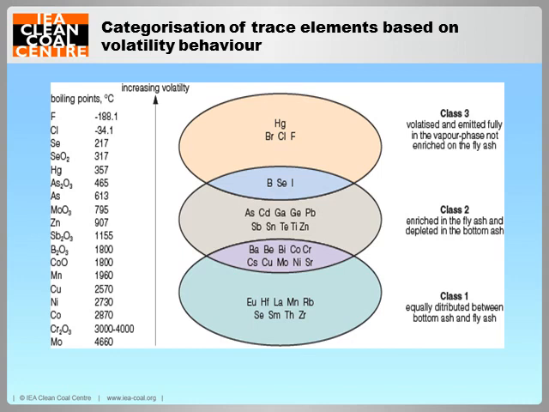Based on the three classes of partitioning and enrichment behavior of trace elements presented earlier, this figure categorizes trace elements based on the volatility, in this case boiling point, and indicates the potential for their intermediate behavior. It shows that elements minor and trace, not vaporized during combustion, compose the matrix of both fly ash and bottom ash in the form of homogeneous melt as well as crystalline phases.